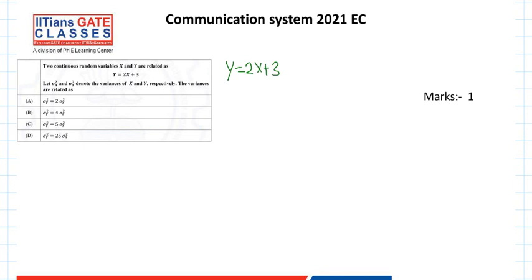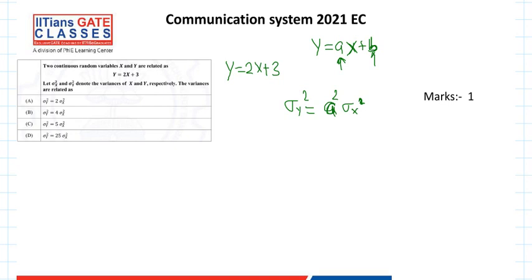or let me generalize it, y equals ax plus b. So let's say there are two random variables x and y which are related by this, and a and b are constants. Okay, in that case the variances of y and x are related as, okay, so this will be the relationship between the variances of x and y if this is the relationship between y and x. It doesn't depend on b.